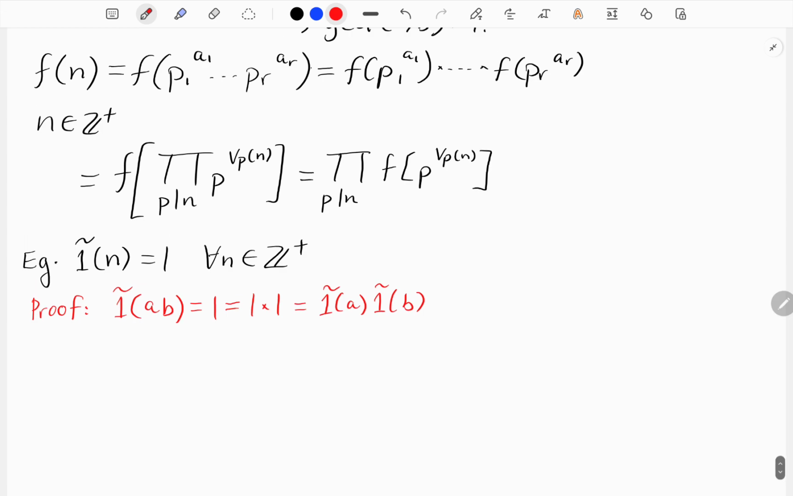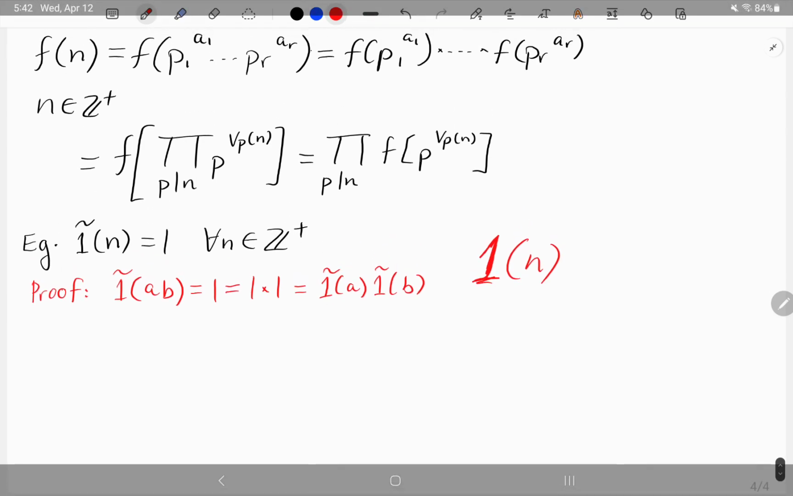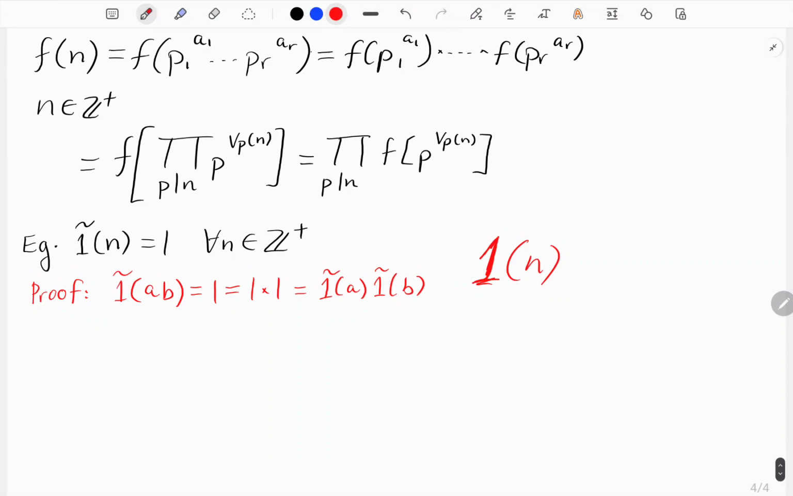In some literature, they write the 1 function literally like this, like 1 of n, but sometimes I write my ones like this as well, so I put a tilde on top to represent it's the 1 function.